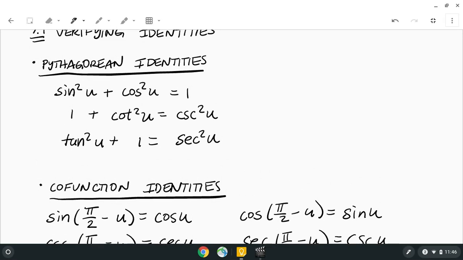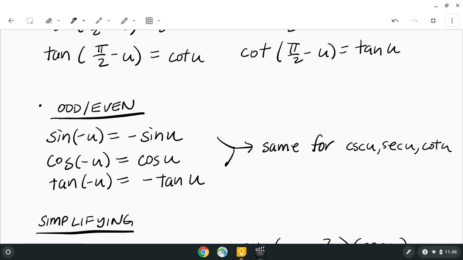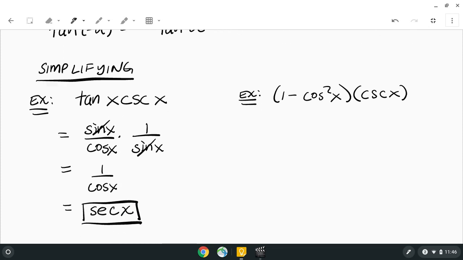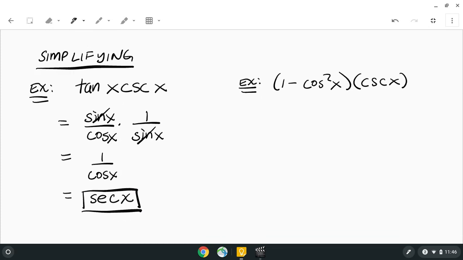Can we rewrite one of these as 1 minus cosine squared? Yes, that would be the very first one, right? That would be this one. Sine squared plus cosine squared equals 1. So 1 minus cosine squared would be equal to sine squared, right? From right here. Subtract cosine squared on both sides. So we see sine squared equals 1 minus cosine squared. Okay. So here, this 1 minus cosine squared, I can go ahead and rewrite that as sine squared, right?